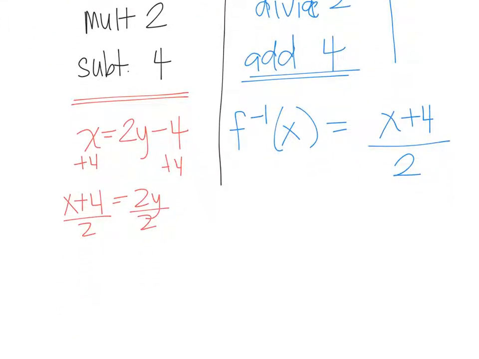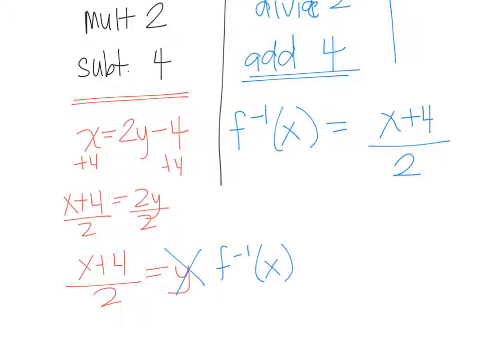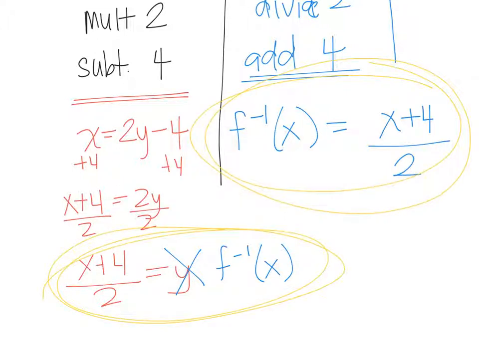the same expression there that we had before. x plus 4 over 2 equals y. And then you would want to denote it with inverse notation, which is this. So these two expressions here are the same. So we'll go back and put the function and its inverse into your graphing calculator.